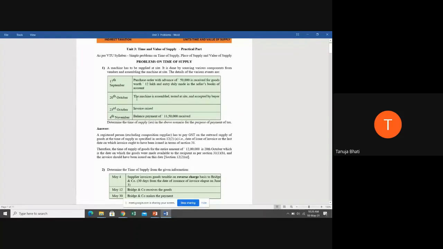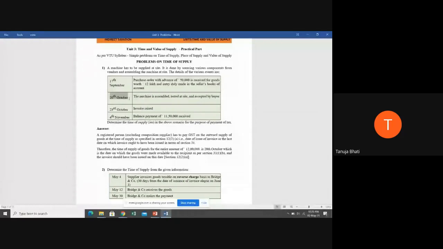So students, on 20th October, the machine is assembled, tested at site and accepted by the buyer. So as per section 31, the invoice had to be issued on 20th October. Reason being, 20th October is the date on which the invoice ought to have been issued as per section 31. Section 31 tells us that when there is a movement of goods, at the time of removal of goods, or where there is no movement of goods, at the time of making delivery of the goods, the invoice has to be issued. So the invoice had to be issued on 20th October.